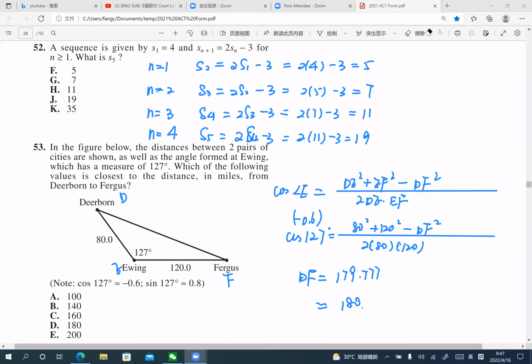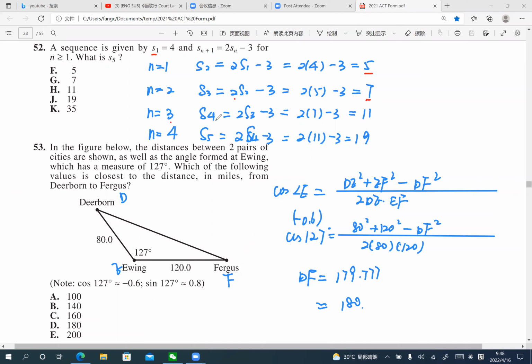Question 52. A sequence is given by S1 equals 4 and S(n+1) equals 2 Sn minus 3 for n greater than or equal to 1. What is S5? When n equals 1, S2 should be equal to 2 times S1 minus 3 equals 2 times 4 minus 3 equals 5, since S1 equals 4. When n equals 2, S3 should be equal to 2 times S2 minus 3, and S2 is 5. So 2 times 5 minus 3, which is 7.